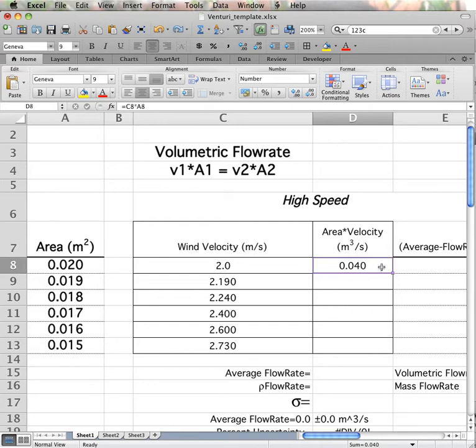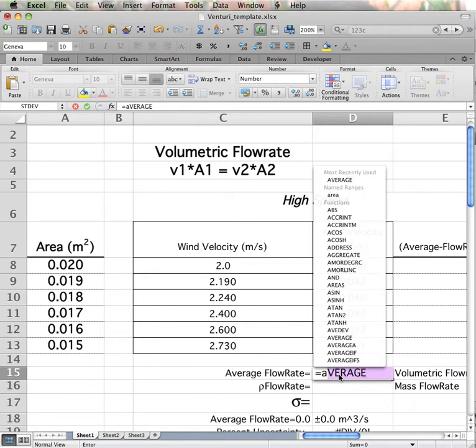Now there's an even shorter cut that I can take, and that is double click right here. If the spreadsheet sees to the left contiguous values, then I can just double click and it'll populate all those cells for me. Well, notice that the flow rate appears to be rather constant. It's kind of going up and down, but it seems to be about 0.04. What we'd like to do is find out how well this is staying the same number. Okay, but first, let's find the average flow rate.